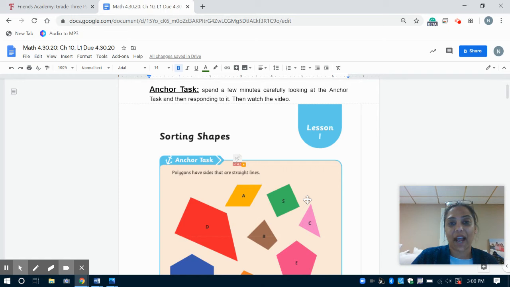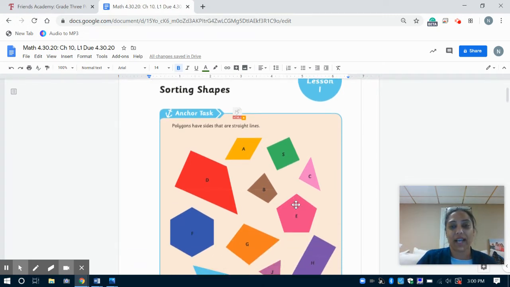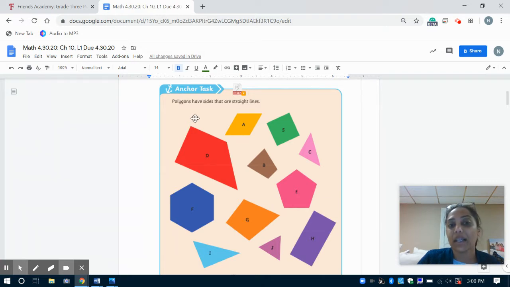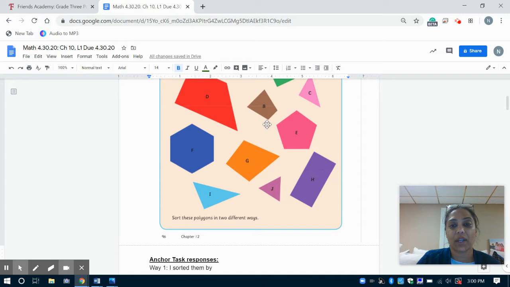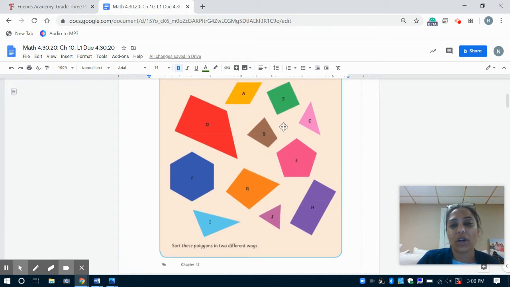If you look at the anchor task, spend a few minutes carefully looking at the anchor task and then responding to it. Then watch this video. Let's see what the anchor task is asking us to do. Polygons have sides that are straight lines. So that's the first thing that we need to know. Then we have all these shapes.